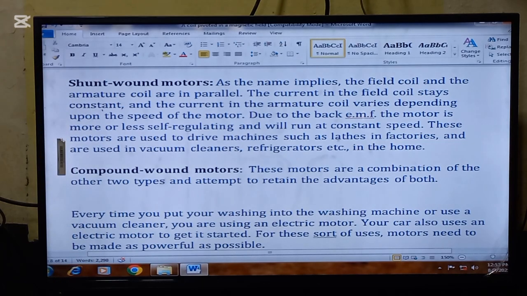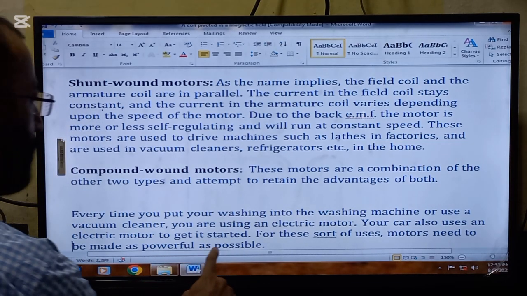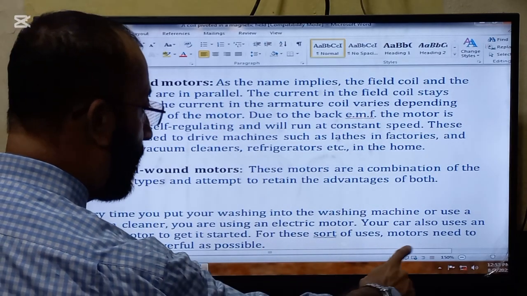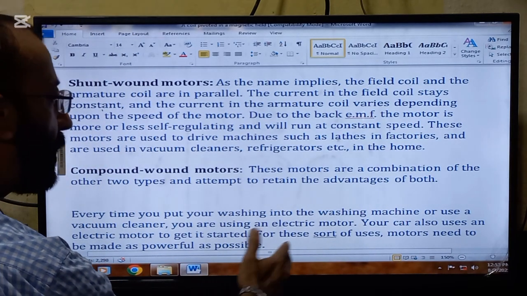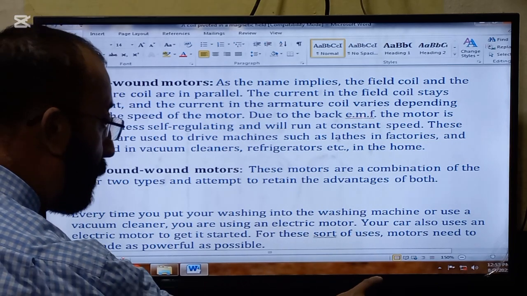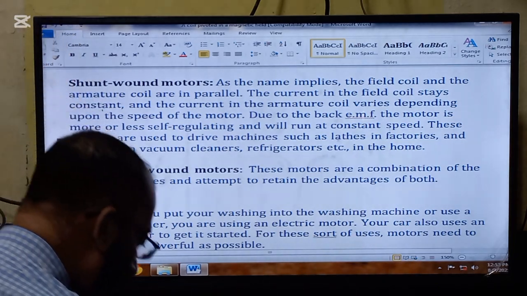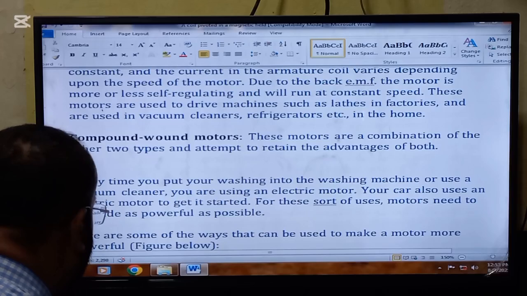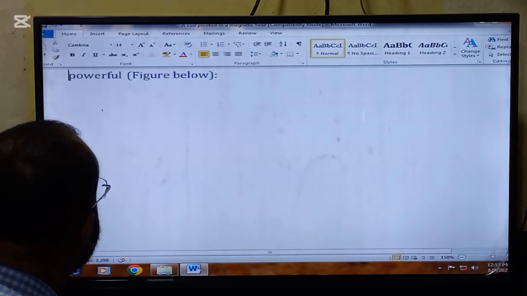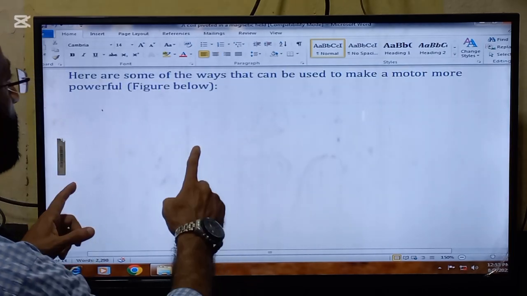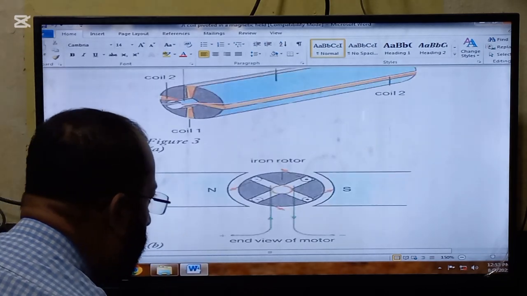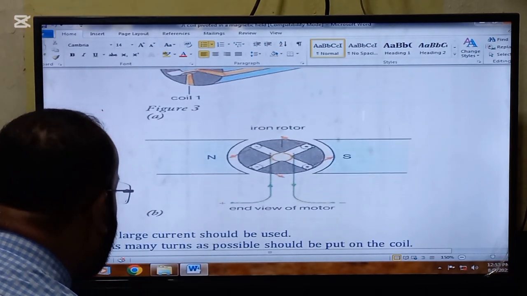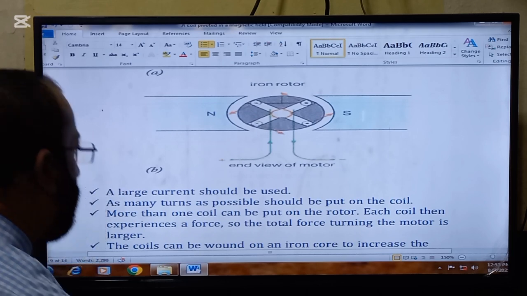Every time you put your washing into the washing machine or use a vacuum cleaner, you are using an electric motor. Your car also uses an electric motor to get it started. For these sorts of uses, motors need to be made as powerful as possible. Here are some of the ways that can be used to make a motor more powerful. So this is the figure and here are the ways to make the motor more powerful.